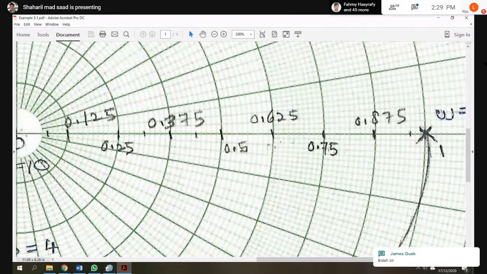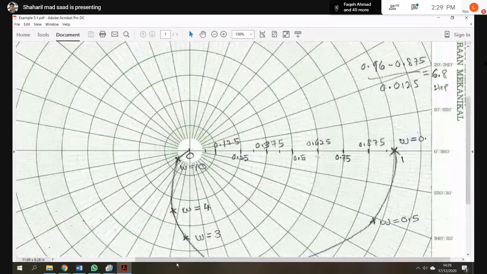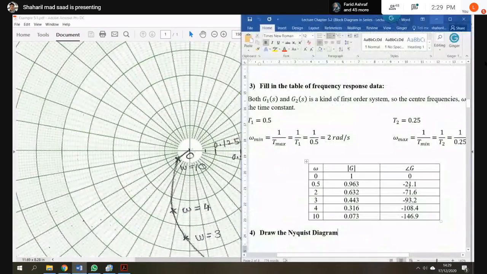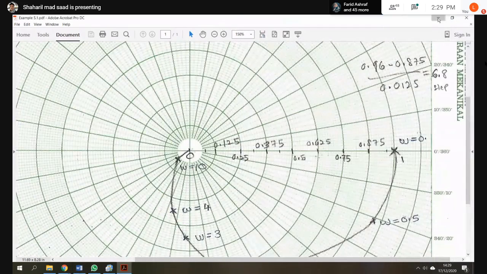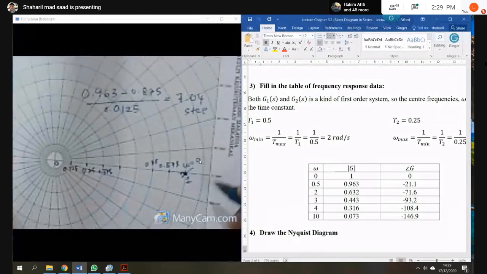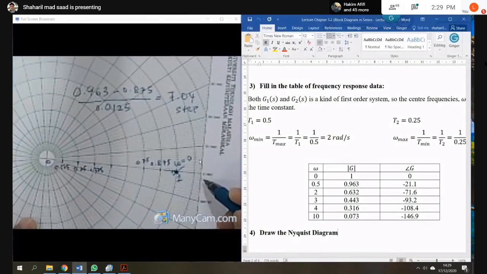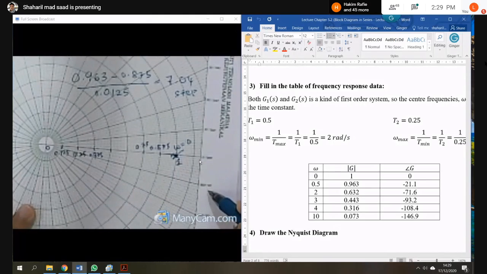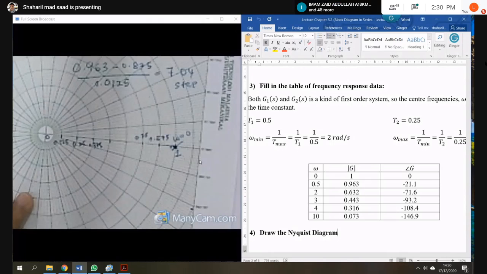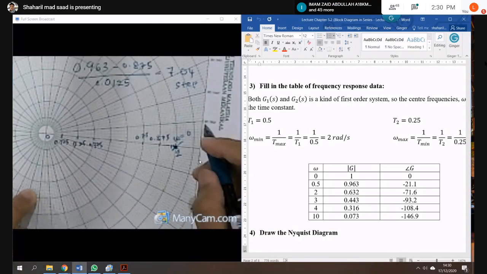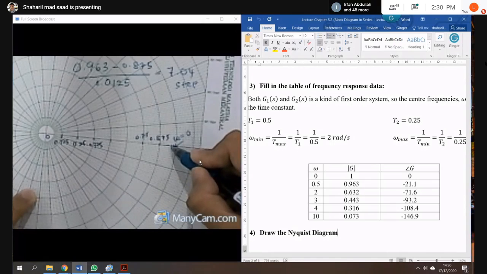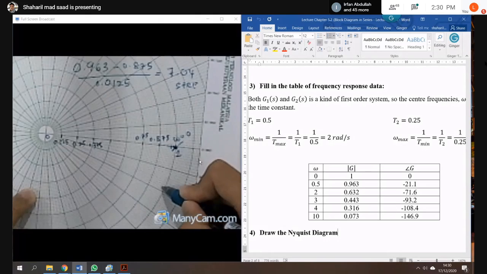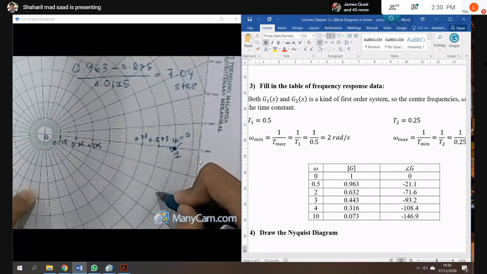Now we already got the gain, the magnitude. So now we're going to find out the angle. So angle is minus 21. That means you start from 0 here, and then after that is 10 degree, after that is 20, so 20.1 is like this one, 21.1. So you need to bring your magnitude here, and then you will see that it is there.